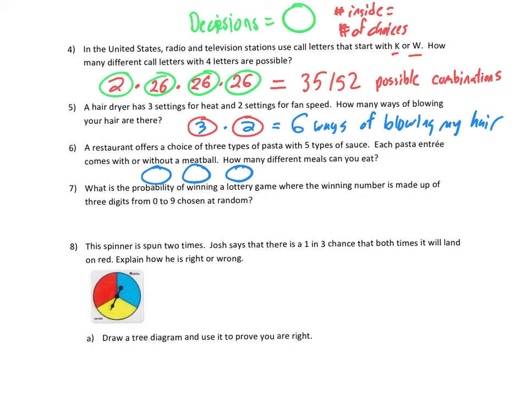All right. So now, let's see. We've got 3 types of pasta. So I had 3 choices for pasta, 5 types for sauce, and with or without a meatball are 2 choices. That's with a meatball or without a meatball. Those are 2 different choices in there. I multiply those numbers, 15 times 2, which gives me 30 different meals.